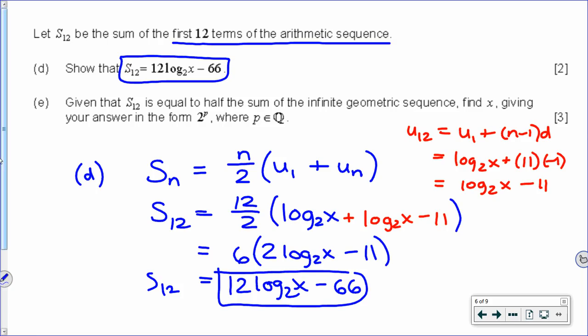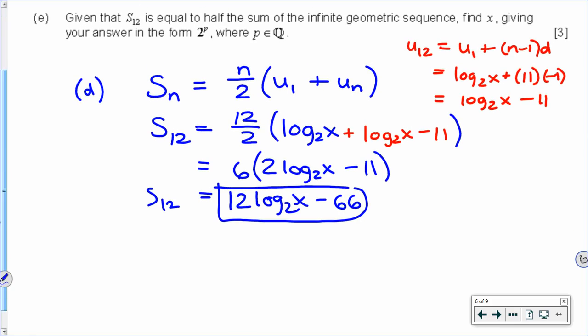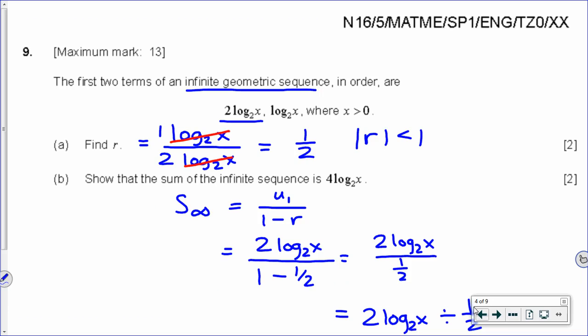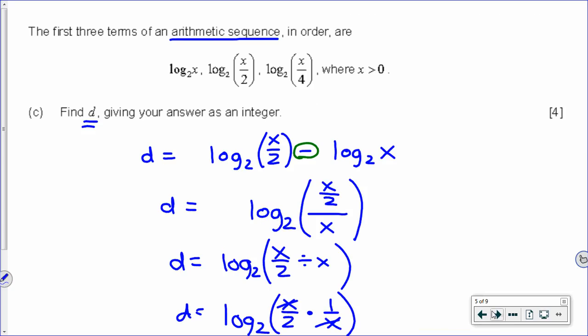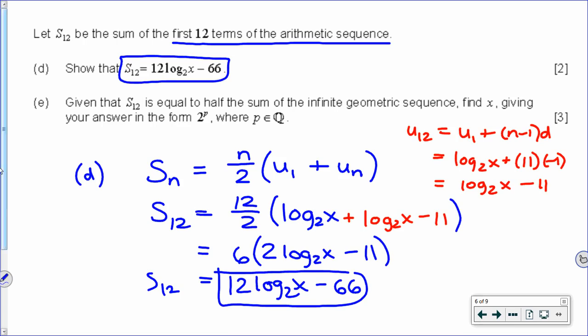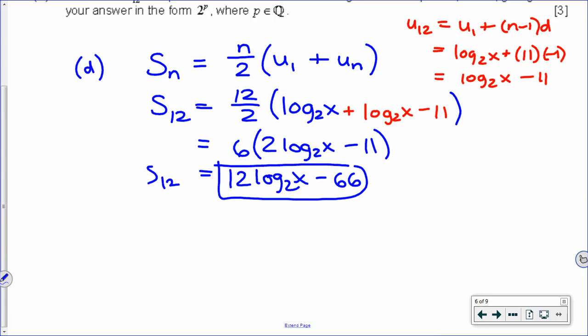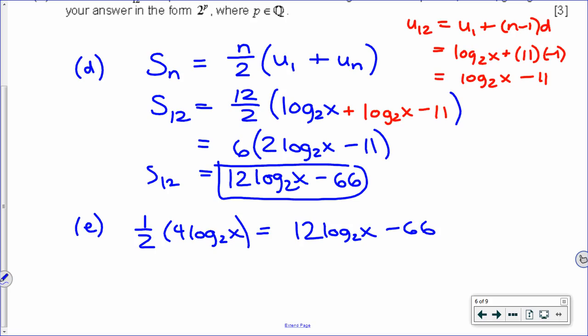And then part E says, given that S sub 12 is equal to half the sum of the infinite geometric sequence, can you find x? So half the sum of the infinite geometric, and we were told that the sum of the infinite geometric, let's click back to that, is 4 log base 2 of x. So half of that would be, and I'll write it down so you can see it, half of 4 log base 2 of x would be equal to 12 log base 2 of x minus 66. So putting together all the expressions they give us.